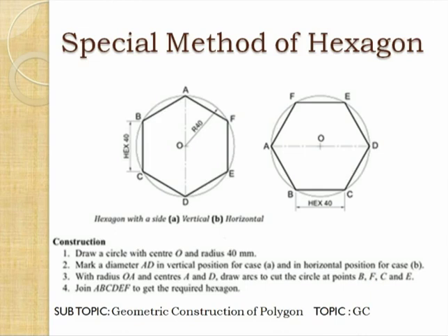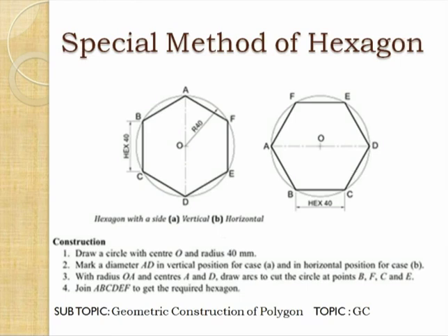Here the length of side is 40 mm, so we can draw a circle of 40 mm radius, and then take the same radius and draw successive arcs on the circle. Then this circle will be divided into 6 parts. So this is the special method, by taking a circle having radius equal to the length of the side of the polygon.